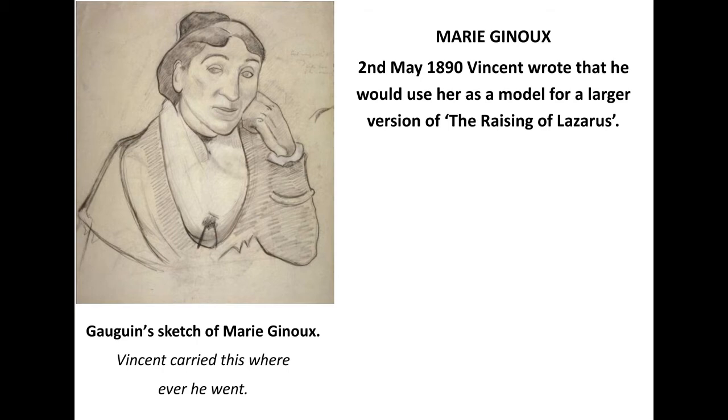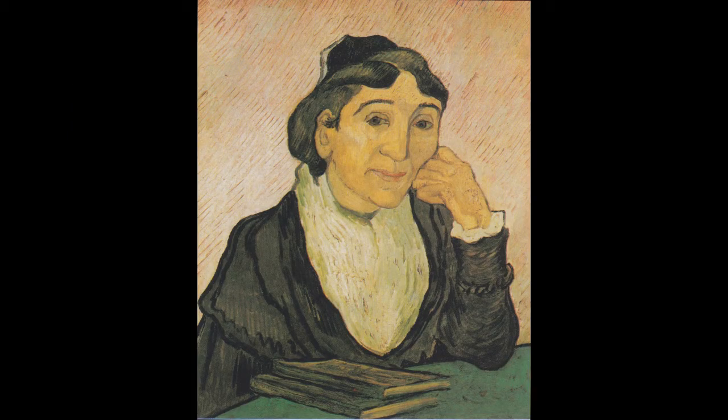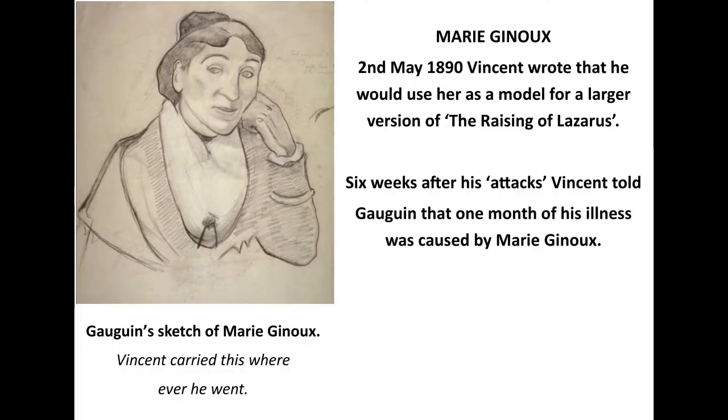6 weeks after his illness, he admits in a letter to Gauguin that 1 month of the illness could be ascribed to Marie Ginoux. Undoubtedly, she was the subject of his fevered mind during this period of nightmares and hallucinations. And before his illness, he visited Marie Ginoux, and he was shocked by her appearance.